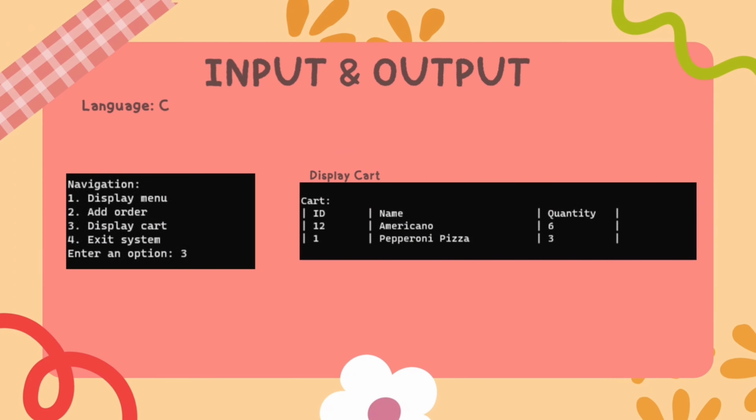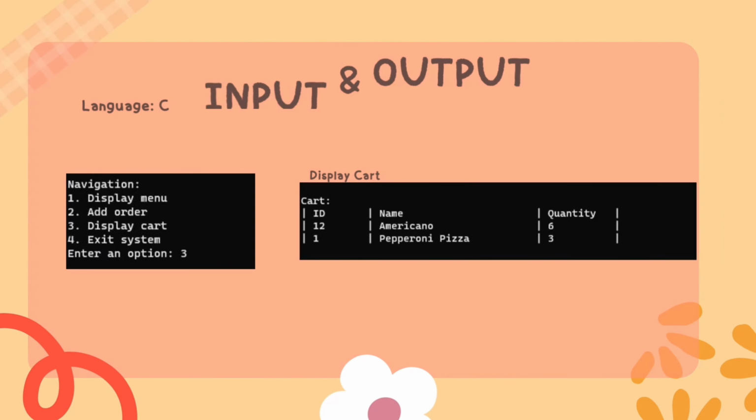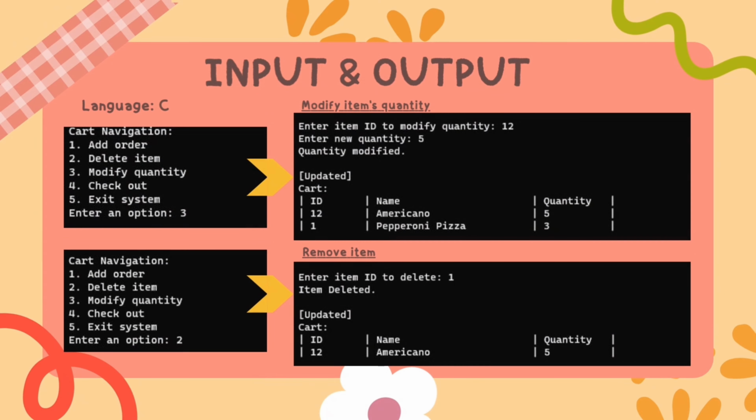After we return to the main navigation, we can choose option 3 to display the cart so that we can see the food we had ordered just now. From the display cart, we have cart navigation, which has 5 options. If the customer wants to modify the food quantity, they can press 3. After modifying, the system will show the updated version of the order, notifying that the food quantity has been successfully modified. While if they want to delete item from their order, they can press 2. The customer just has to insert the item ID and the system will remove the item from the cart.